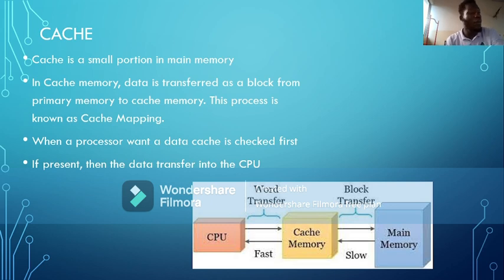When a processor wants data, the cache is checked first. If it is present, then the data is transferred to the CPU. With the diagram below, you can clearly see how the process is done, from word transfer from the CPU to the cache memory, and to the main memory as blocks, back and forth.